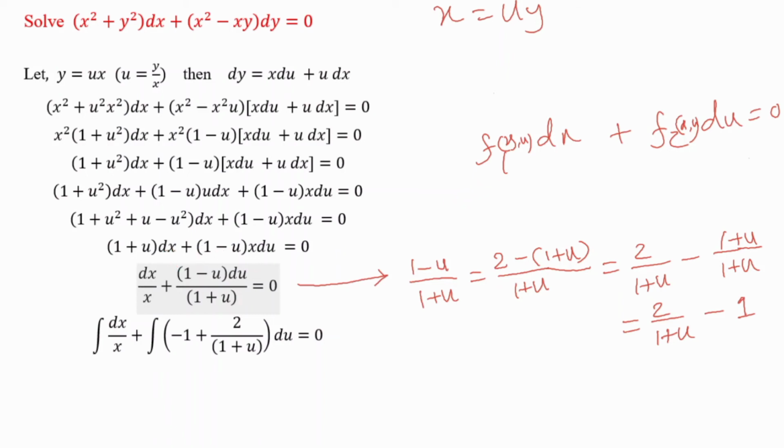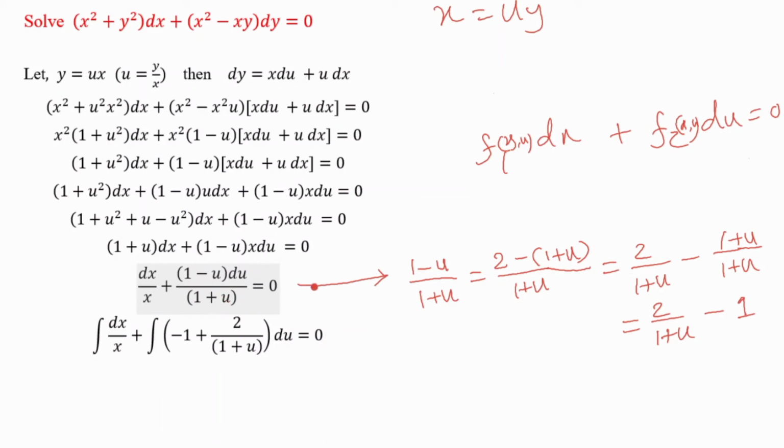Now our target is to bring x on one side, u on another side. That means we use separation of variables. Here we use separation of variables. Then we get dx by x plus 1 minus u divided by 1 plus u du.